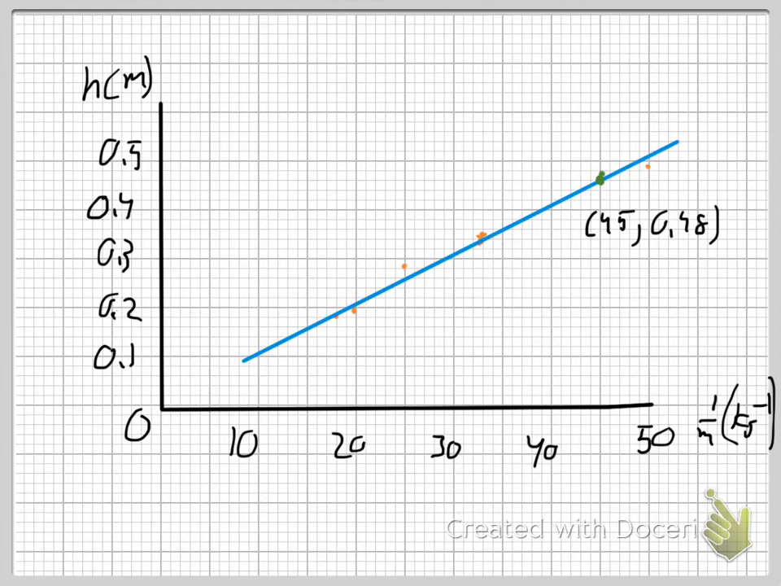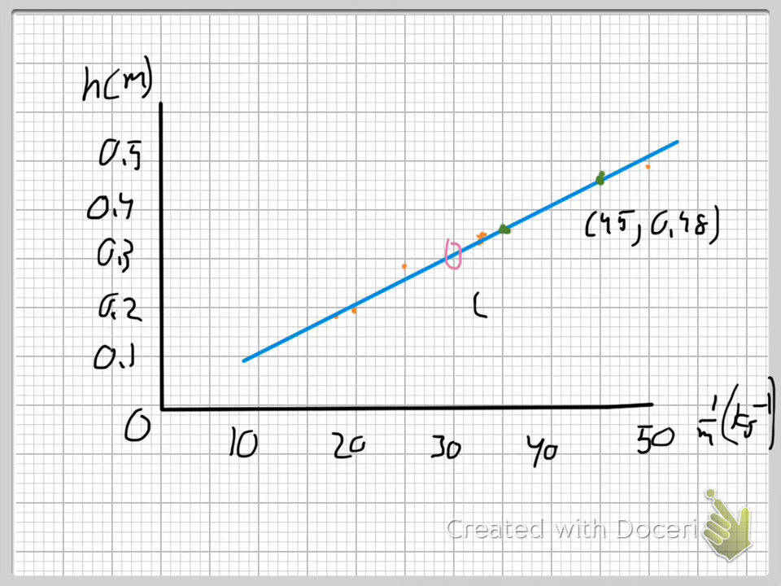And let's pick another point. Actually, I think this point too is pretty good. So you want to pick 2 points where it kind of intersects 2 lines, right? You would not want to pick a point here, because it's in between 2 squares. So you would have to kind of guess, and you want to avoid guessing as much as possible.